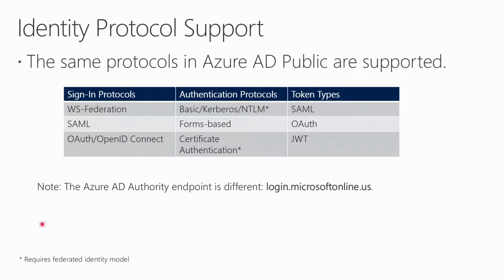So the same protocols are supported. The same protocols in Azure AD Public are supported in Azure AD Government. Okay. The sign-in protocols, as you read this column here, WS-Federation, SAML, OAuth, OpenID Connect, and authentication protocols like Basic auth, Kerberos, NTLM, forms-based auth, certificate authentication, and then token types, SAML, OAuth, JSON web tokens, those are all supported. I put a star by Basic and Kerberos, NTLM, or cert auth, which would map to, again, PIVs and CACs, because you require federated identity for that.